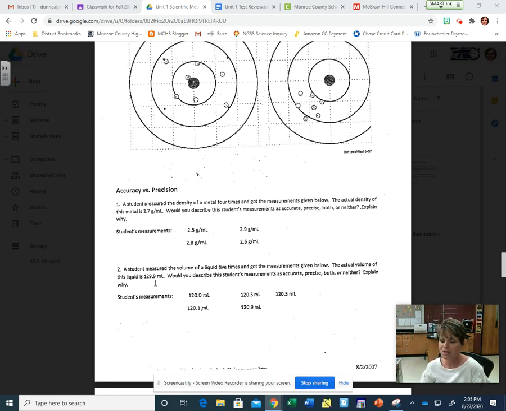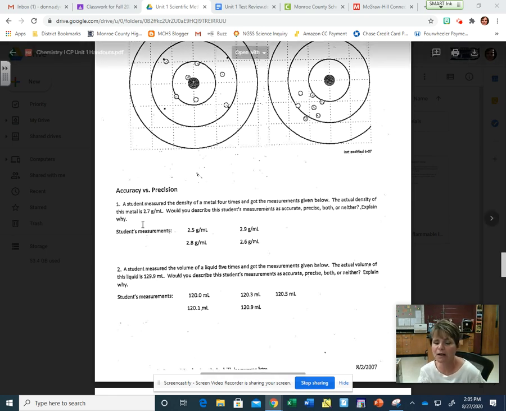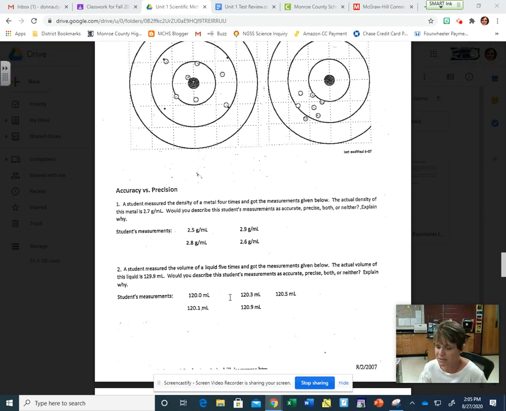Okay? So again, accuracy is being close to a correct answer or actual answer, which is given to you in the problem. Precision is comparing the measurements to one another. If they are close together, they're precise. If they're not very close together in terms of the amount, then they're not precise.